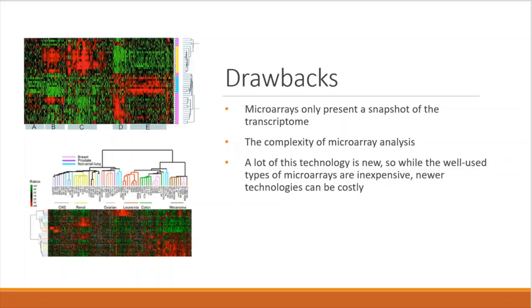And then it's pretty complex. It makes it difficult to obtain meaningful data with real biological significance without clearly defined goals or any clearly defined targets. And a lot of this technology is new. So while the well-used technologies like microarrays are pretty cheap, the newer ones can be really costly, like those obscure sounding ones that I showed you there at the end.